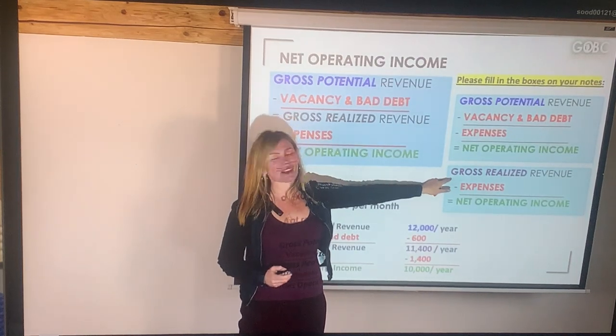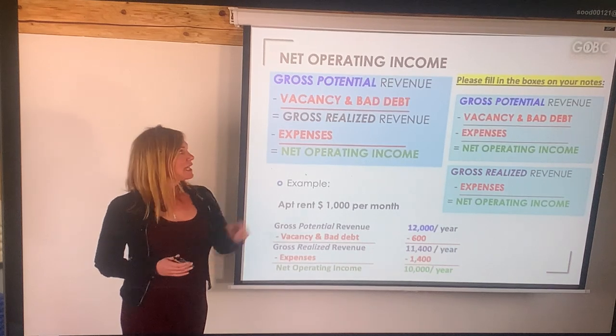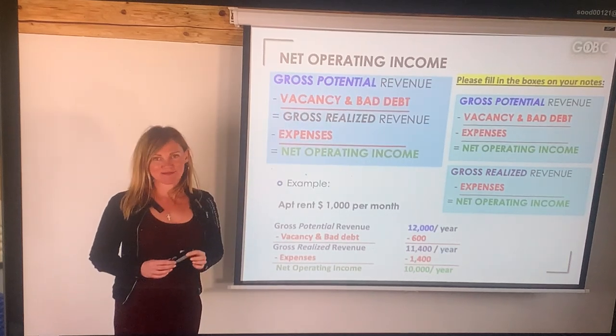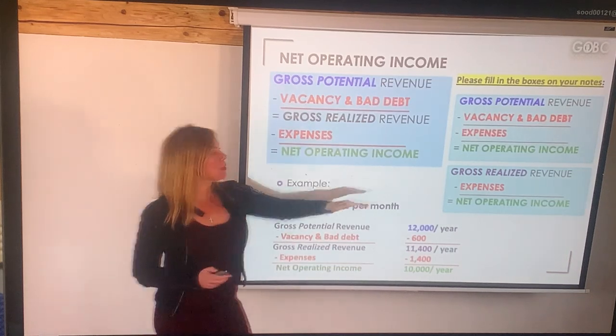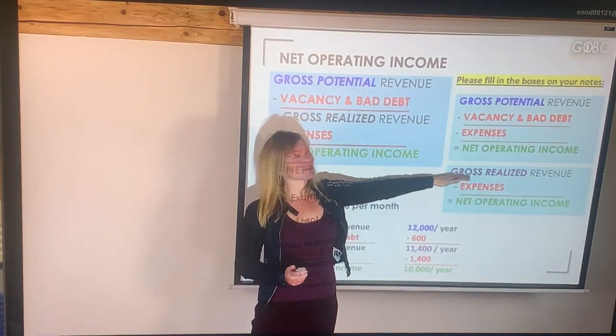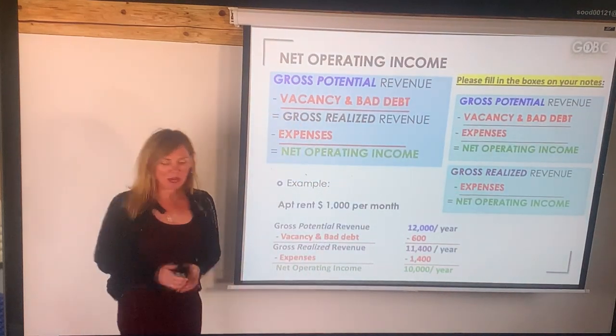But a lot of times in the exam, they'll say gross realized revenue, the gross realized income. And they're still going to include that vacancy and bad debt in the question. What is your job then? You have to make sure that you minus only the expenses. So if it's gross realized, that means you already minus vacancy before. That means it's already deducted, and you only have to minus the expenses. And that will take you to the NOI.